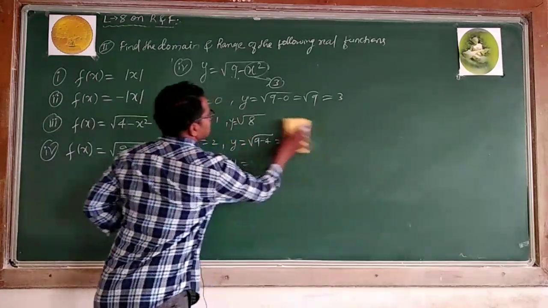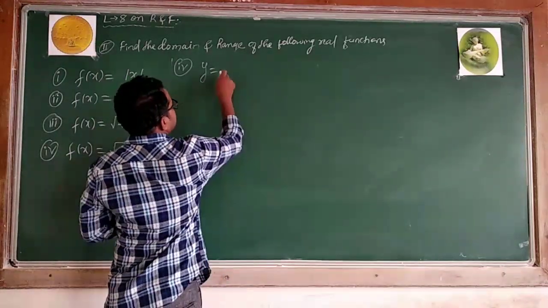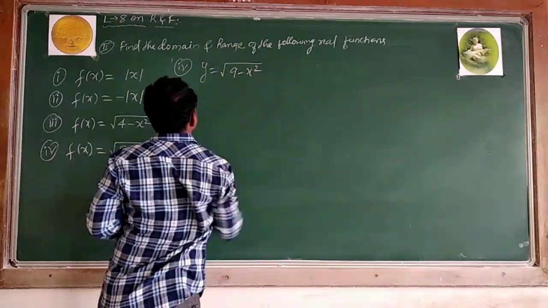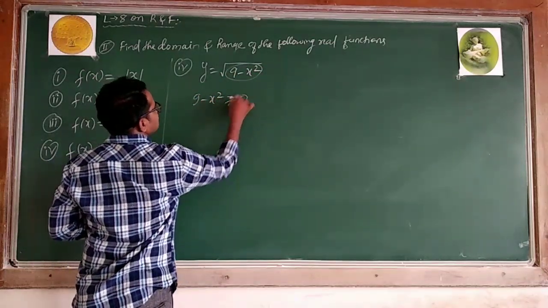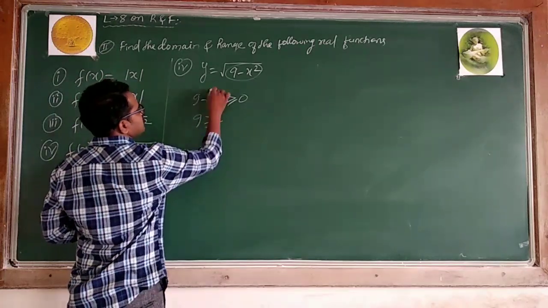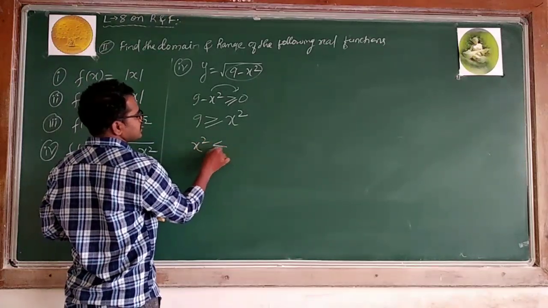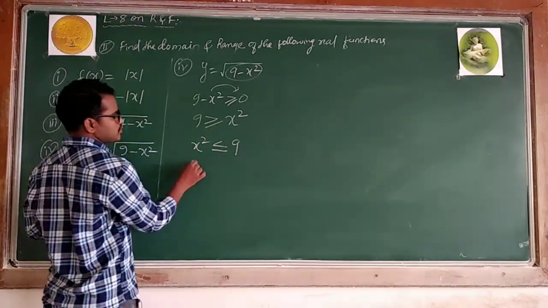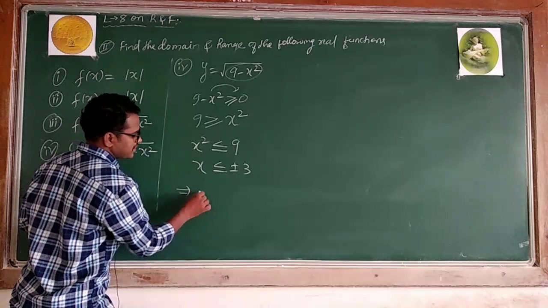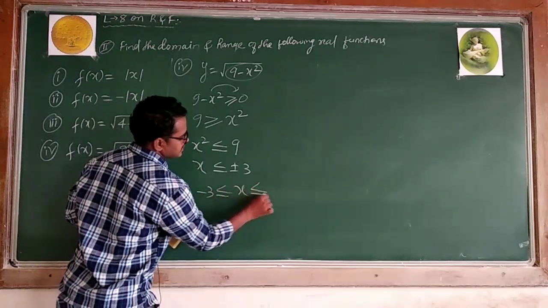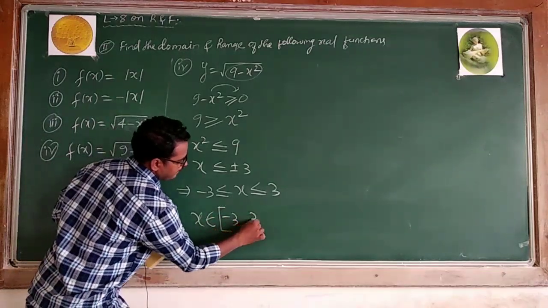What is the domain? According to the previous problem, there is another alternative way. The quantity under the root, 9 minus x², should be greater than or equal to 0. Moving x² to the other side, x² is less than or equal to 9. Taking the square root, x is between −3 and +3. That is, −3 ≤ x ≤ 3, so x belongs to −3 to +3.